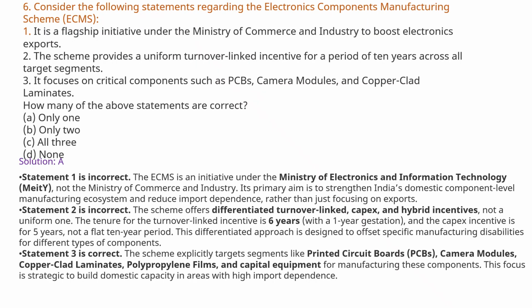So the correct answer for this question is option A, that is only one statement is correct. Statement 1 is incorrect because this is the initiative of Ministry of Electronics and Information Technology. And statement 2 is also incorrect because the scheme offers differentiated turnover-linked, capex (capital expenditure) and hybrid incentives, not only turnover-linked incentive. And statement 3 is correct because it explicitly targets PCBs, camera modules, copper clad laminates, polypropylene films, and capital equipment manufacturing.